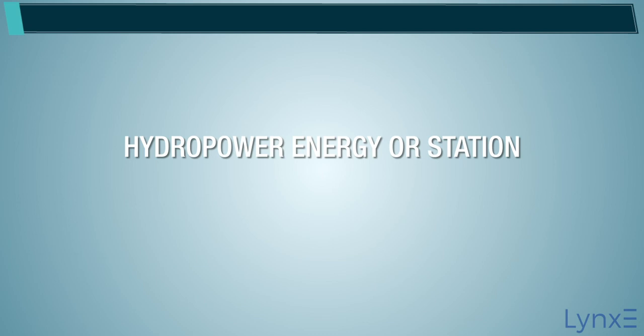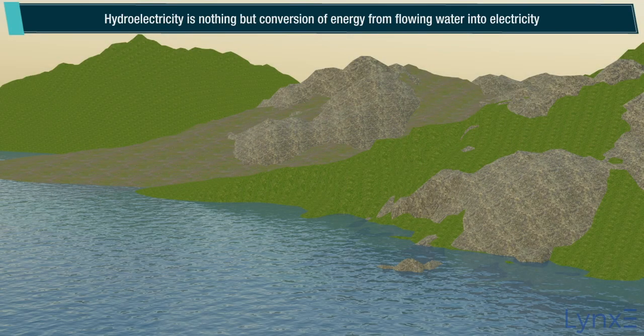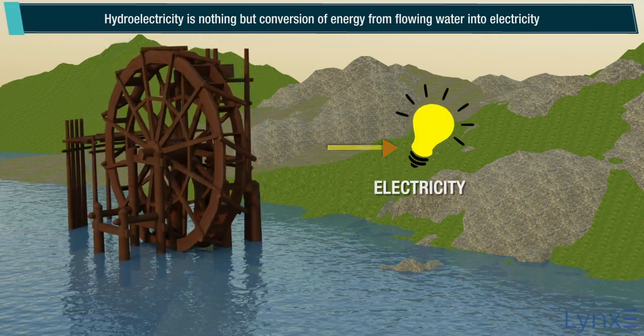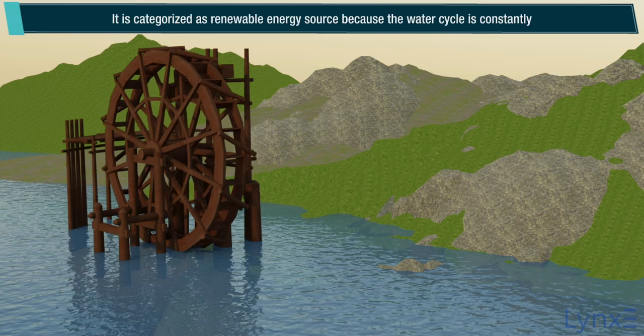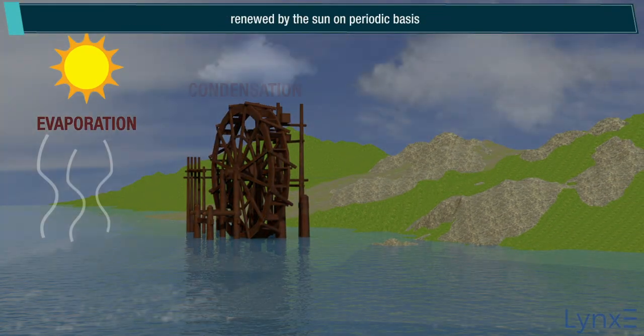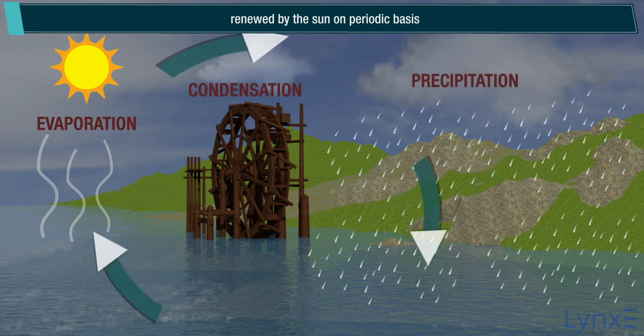Hydropower energy or station. Hydroelectricity is nothing but conversion of energy from flowing water into electricity. It is categorized as a renewable energy source because the water cycle is constantly renewed by the sun on a periodic basis.